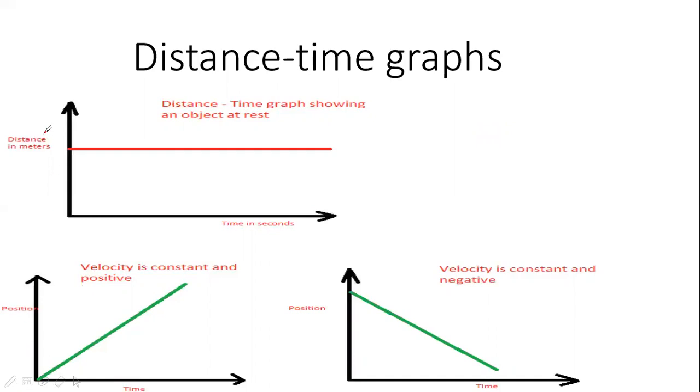Here along the y-axis is the distance, and along the x-axis, time is considered in seconds. So this line is parallel to the x-axis, the time axis. This distance-time graph shows an object at rest.